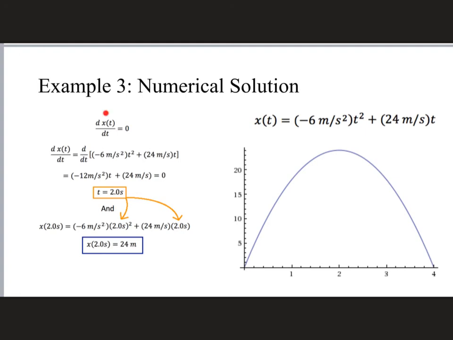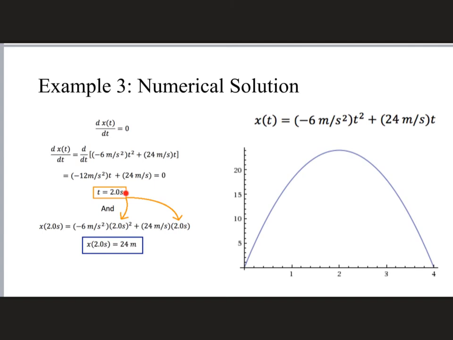So here we've done that. The derivative of the position with respect to time is set to 0. Taking the derivative of the position function, minus 6 meters per second squared times t squared, the 2 comes down, and that gives us minus 12 meters per second squared times t. Then the t here just goes away, because when you take the derivative of t, it becomes 1, and that leaves us with 24 meters per second. So minus 12 meters per second squared times t plus 24 meters per second equals 0. Solve that for t, and I think you'll agree that you do in fact get t equals 2 seconds, as we expect.